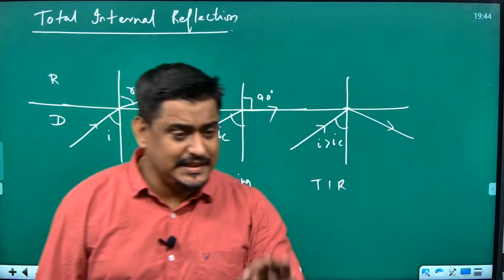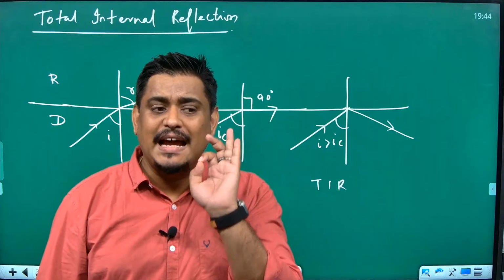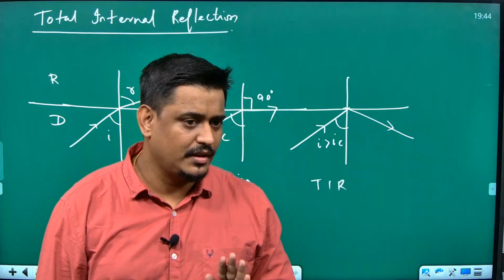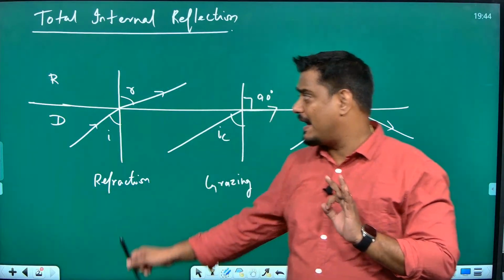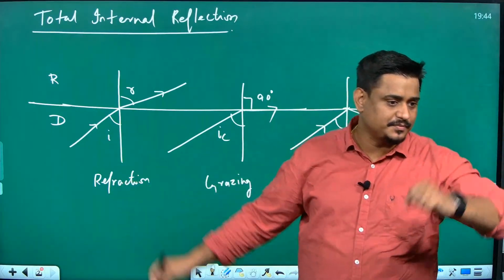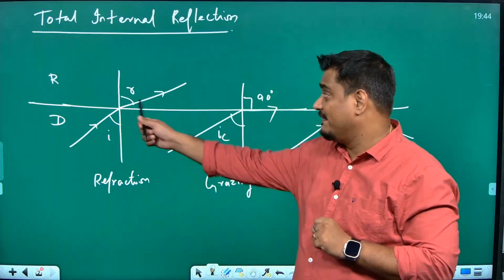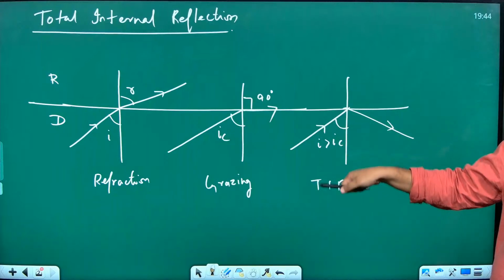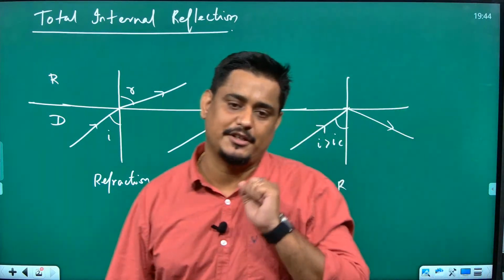So what you understand, see deeply, if you listen to me, please pay attention. If light is travelling from denser medium to a rarer medium, then there are three possibilities. If angle of incidence is less than critical angle, it will refract. If angle of incidence is equal to critical angle, it will graze. If angle of incidence is more than critical angle, it will undergo total internal reflection.